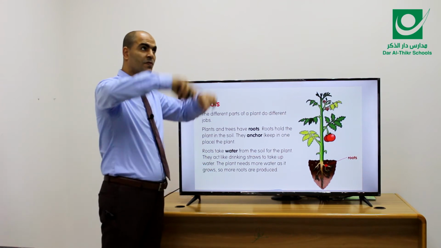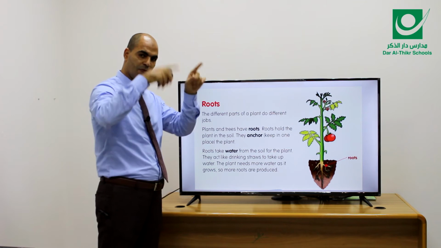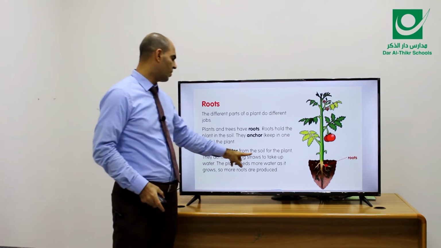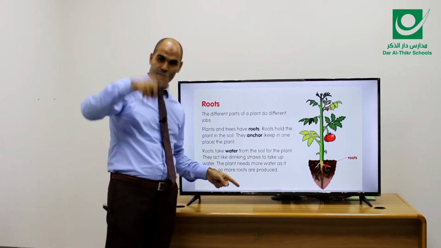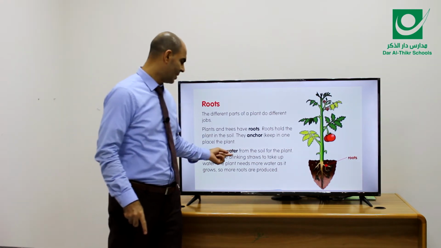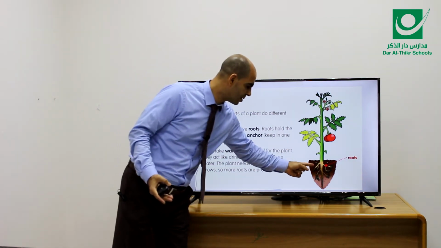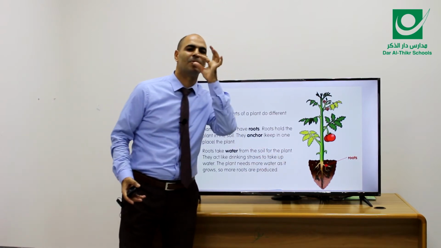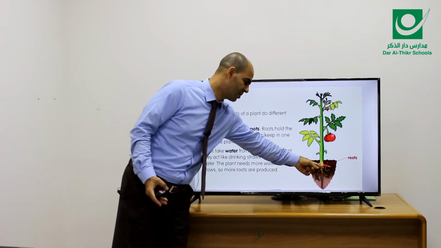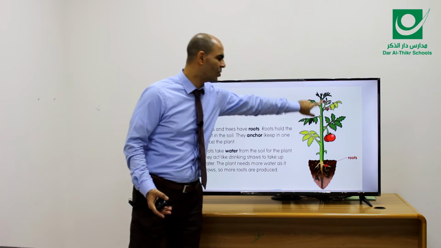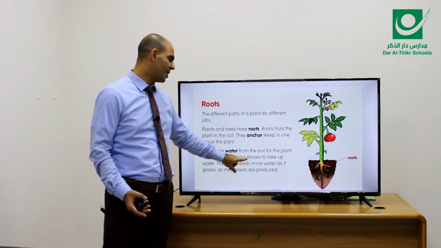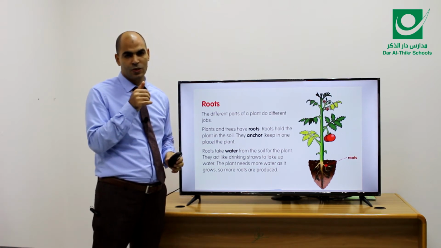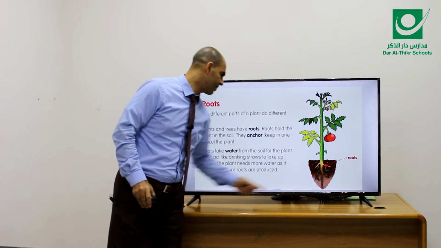But it moves from down to up. Roots take water from the soil for the plant. There's another job for roots. It takes water from the soil. You see? So you can consider it as the mouth, because water comes in through the roots and goes up. They act like drinking straws, the drinking straws we use to drink juice. Just like this.